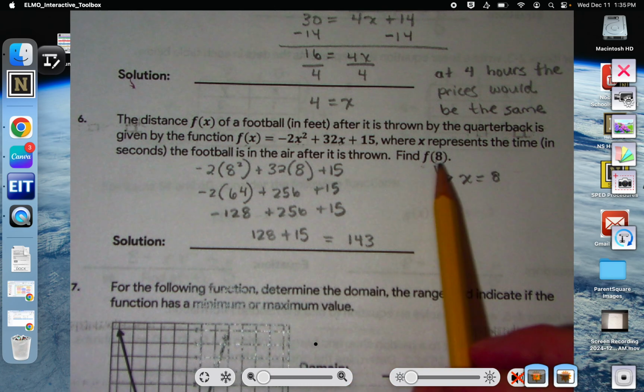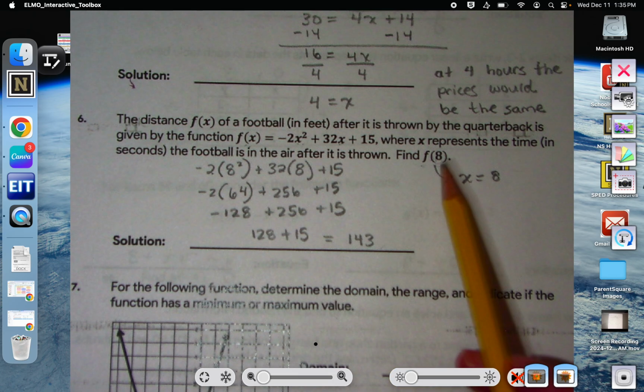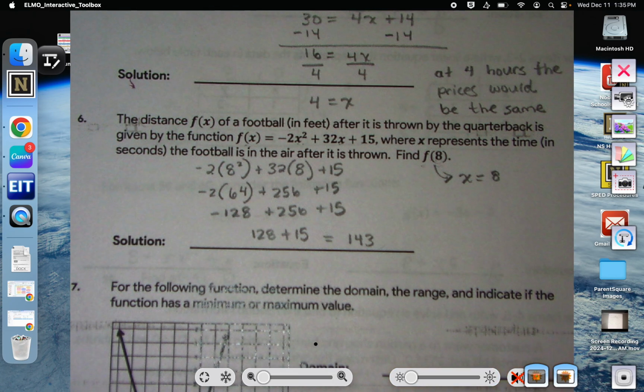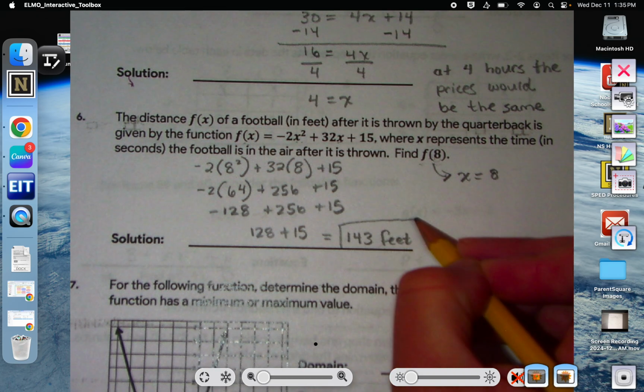So find the function of 8. So the distance it would go if it was in the air for 8 seconds would be 143 feet. That would be my answer. Okay.